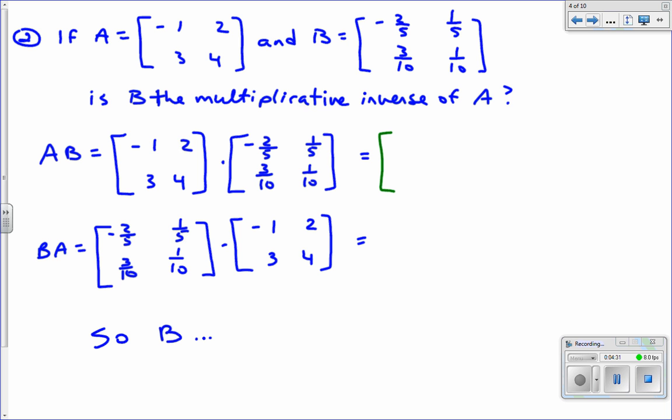I've got positive 2/5 plus 6/10, so that gives me a 1. I've got negative 1/5 plus 2/10, which gives me a 0. I've got negative 6/10, negative 6/5 plus 12/10, which will give me 0. And I've got 3/5 plus 4/10, which will give me 1. And likewise, when I multiply the row and column here, I will get 1, 0, 0, 1. So B is the inverse of A.